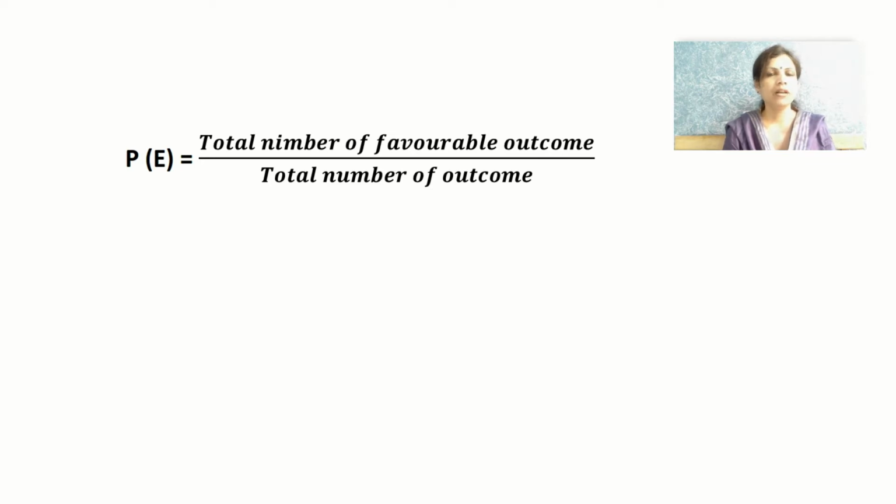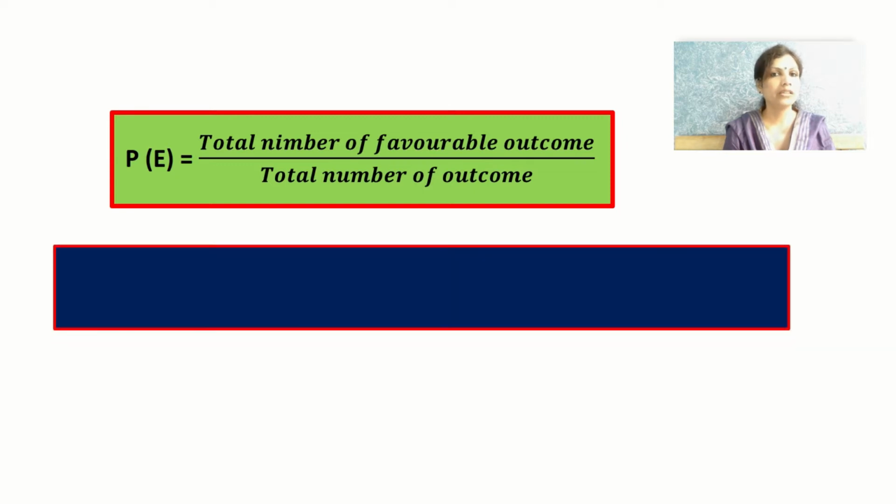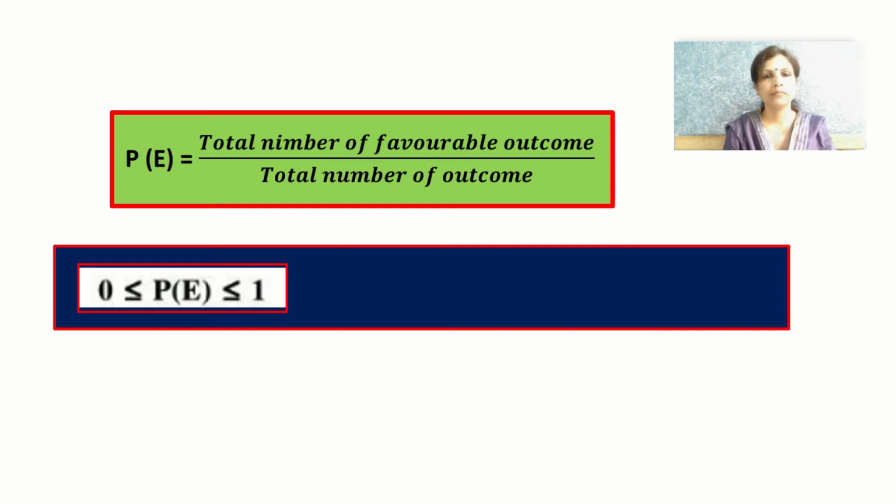That is the formula of probability of an event, which is equal to total number of favorable outcomes upon total number of outcomes. Along with this, what you need to keep in mind is probability of an event E always lies between 0 and 1. Probability of an event must be equal to or greater than 0, and it must be equal to or less than 1.